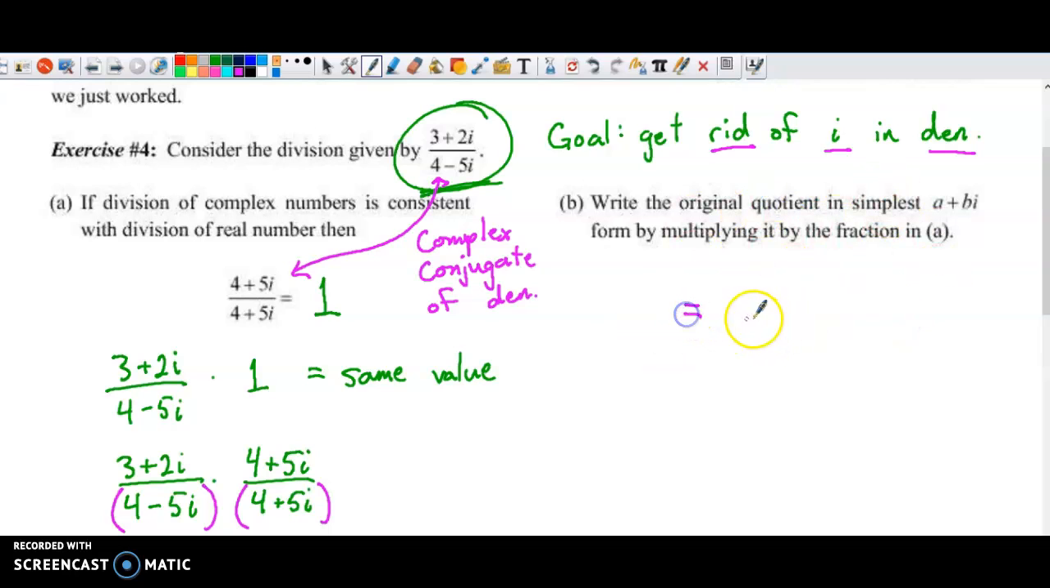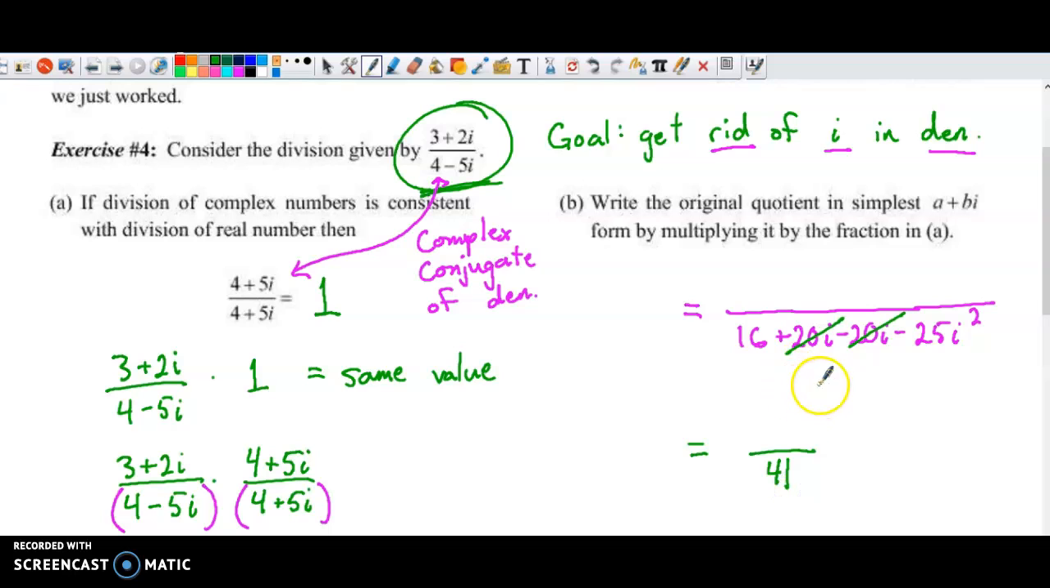So that's what I'm going to do. I'm going to actually show the work over here, because if you look in the denominator, you get 4 times 4 is 16. The outside term is 20i. The inside term is negative 20i. And negative 5 times positive 5 is negative 25. i times i is i squared. And from there, you could see, okay, those pieces cancel. This becomes 16 plus 25, or 41 in the denominator.